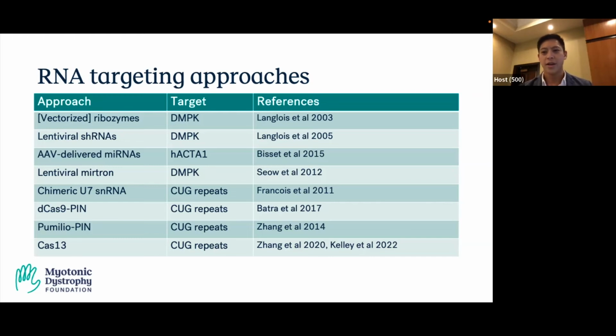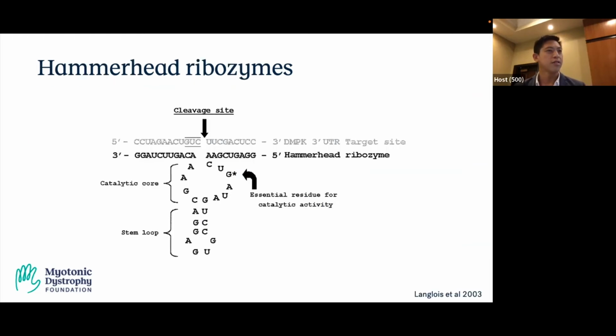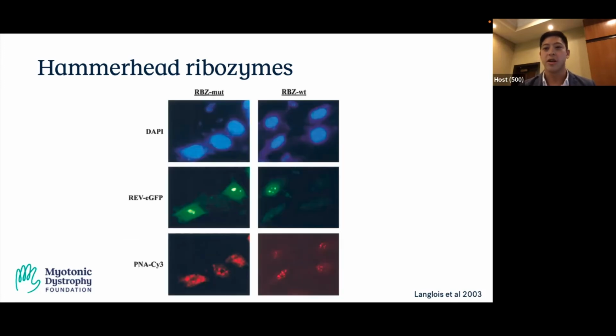I just wanted to highlight the early work. This 2003 paper was before I started graduate school, but not that long before. One of the exciting parts of reading the literature was thinking about ways in which we could get rid of RNA. This approach uses an RNA enzyme that can fold into a specific structure and catalyze cleavage of a targeted RNA. It was repurposed to target the DMPK RNA, and in these studies, you could see reduction in RNA foci.